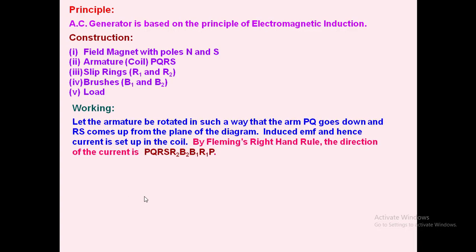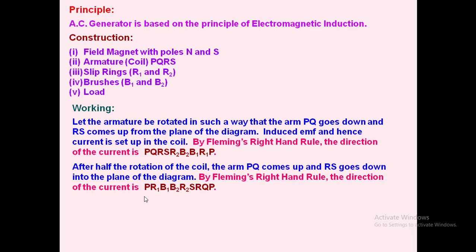Let the armature be rotated in such a way that the arm PQ goes down and RS comes up from the plane of the diagram. Induced EMF and hence current is set up in the coil. How can we determine the direction? By using Fleming's right hand rule, the direction of current is PQRS R2 B2 B1 R1 P. That is the direction.